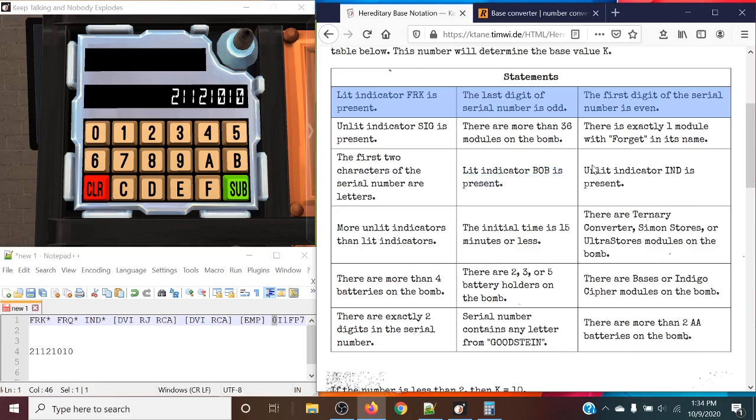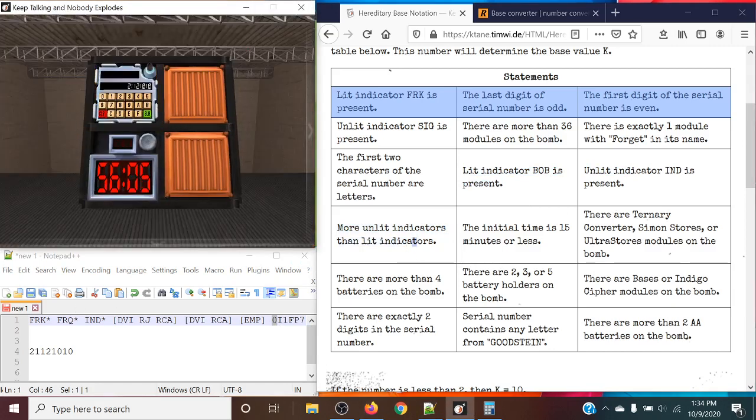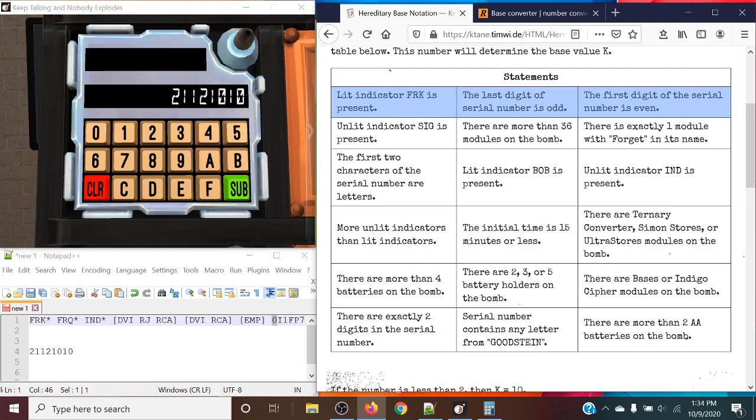No lit BOB, no unlit IND. There are more lit than unlit, so that's not true. The initial time is still 60 minutes, so that's not true. This is the only module on the bomb, so it's irrelevant. There are no batteries on the bomb, and there are no battery holders as well. There's no other modules besides Hereditary on here. There are exactly 2 digits in the serial number? No, we have a 0, we have a 1, and we have a 7.